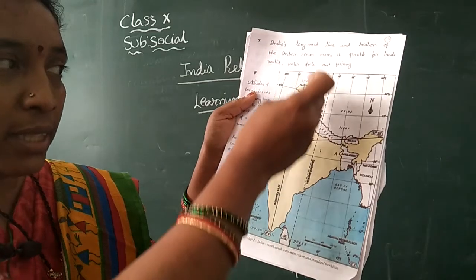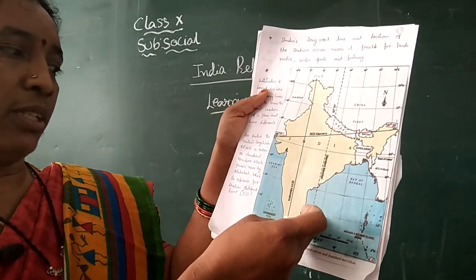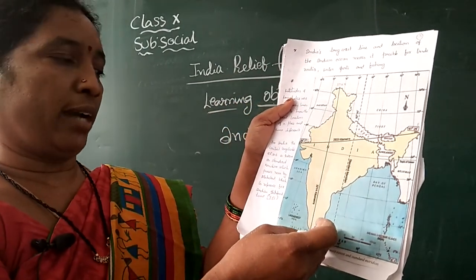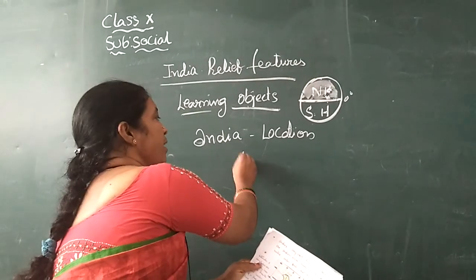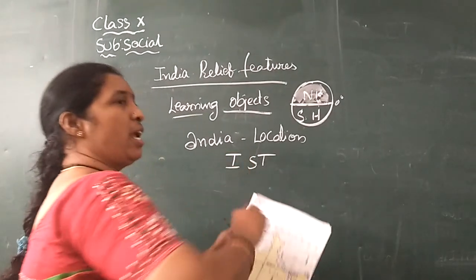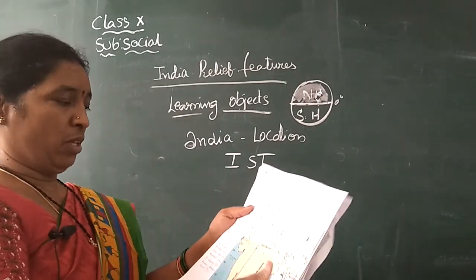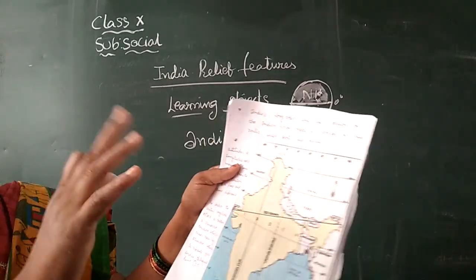For India, the central longitude, 82 degrees 30 minutes, is taken as the standard meridian, which passes near Allahabad and is referenced as Indian Standard Time. That is called IST. What is meant by IST? Indian Standard Time. So the whole of India has only one time.